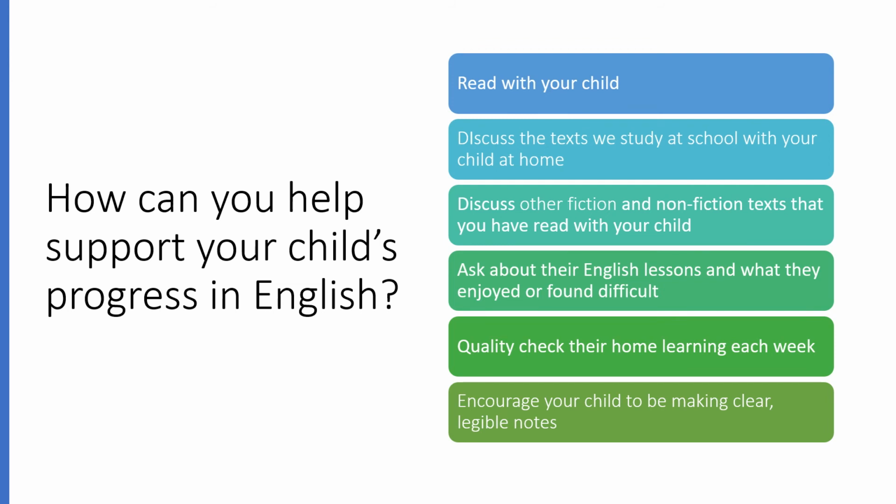Parents are often curious about what they can be doing to support their child's progress in English. And one of the best ways that you can do this is to read and discuss the text that we study at school with your child at home. You can also discuss other fiction and nonfiction texts that you have read personally with your child. This helps to reinforce the idea that reading can be done for pleasure in later life and isn't just something that you have to do at school. It's also helpful to ask about their English lessons and what they have enjoyed or found difficult, as well as to quality check their home learning each week.